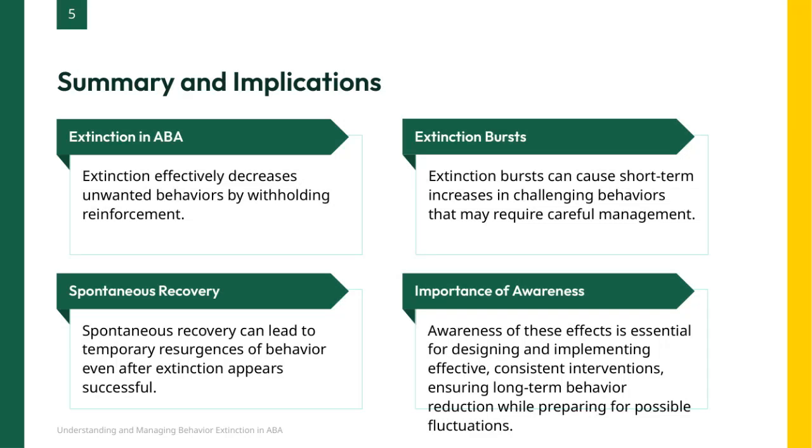Here, we're summarizing some key points about extinction in applied behavior analysis. First, extinction works by reducing unwanted behaviors through withholding reinforcement. It's a way to decrease those behaviors over time. However, it's important to be aware of extinction bursts, which are brief spikes in challenging behaviors that often occur right after reinforcement stops. These can be tough to manage, but understanding them helps us stay consistent.